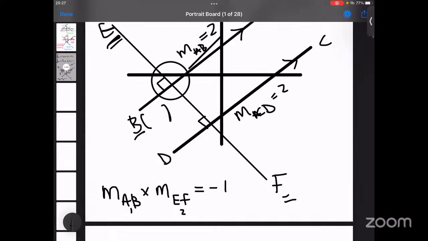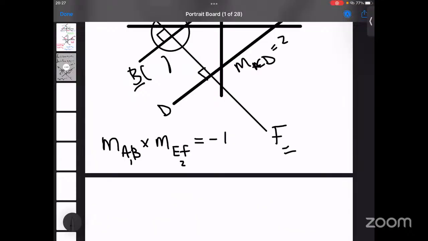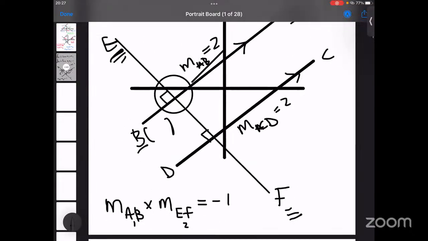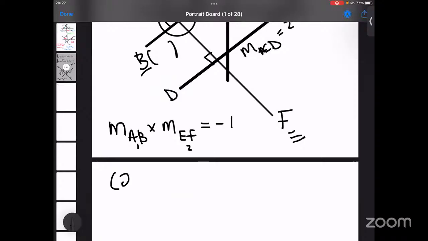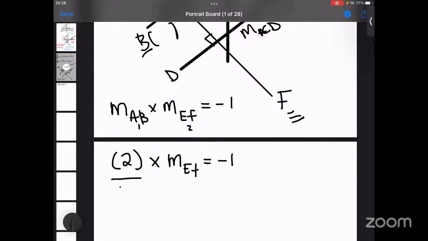Yes, sir, I agree. Then to find the gradient of line EF, we will substitute. If the gradient of AB is 2, where we see the gradient of AB we put that, so that we find the gradient of EF. They say this equals -1. Then you divide both sides by 2 so that this side cancels, and that's how you get the gradient of line EF, which ends up being -1/2. Did I lose you there, Langley? No, sir, I understand, sir.